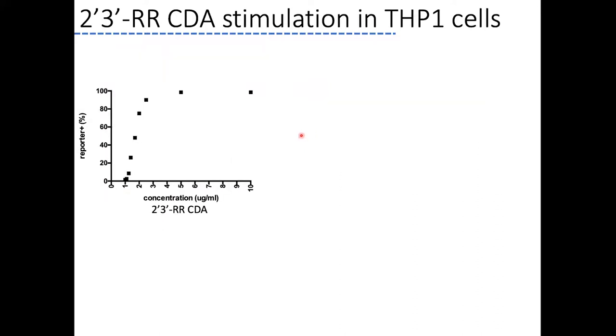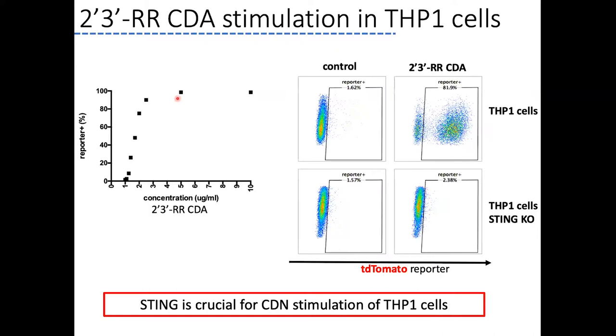So in THP1 cells, this response is nicely dose dependent. And it's also completely dependent on STING expression. So in STING knockout cells, there is just no reporter activation anymore in the presence of cyclic dinucleotides.